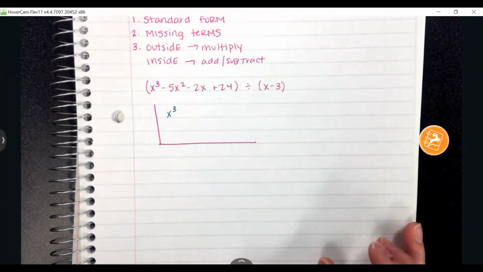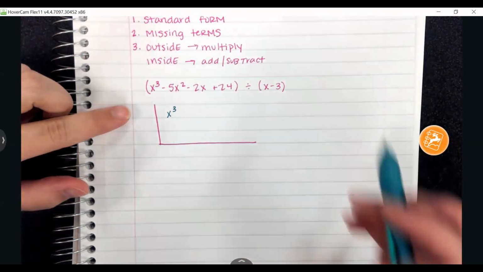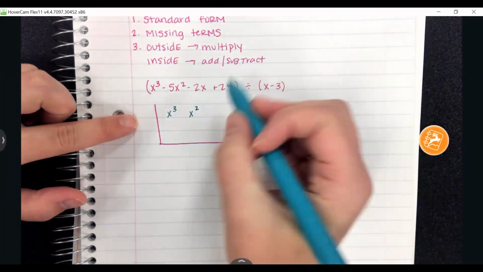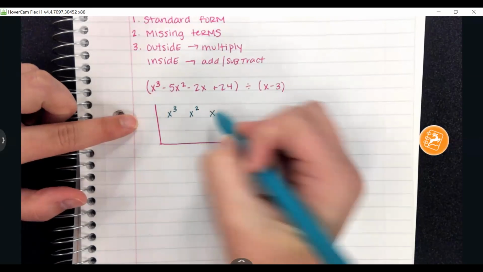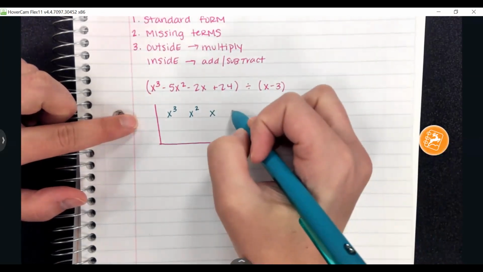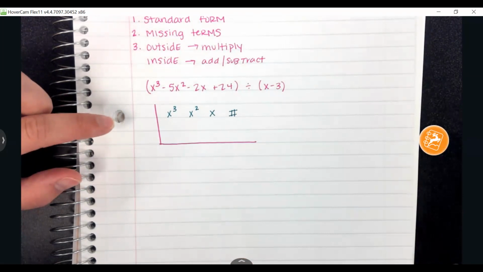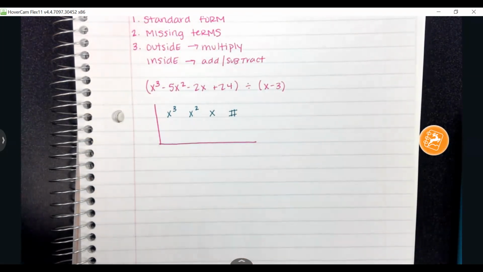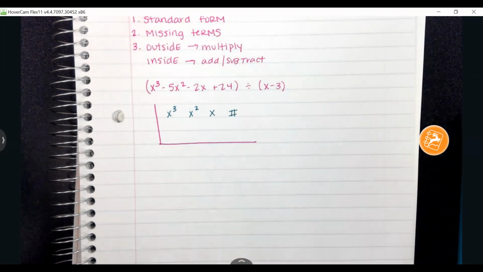So if I have an x cubed, what comes after x cubed is x squared. After x squared is x. And after x is a number. Okay, so I'm just setting it up right now so I don't skip anything.